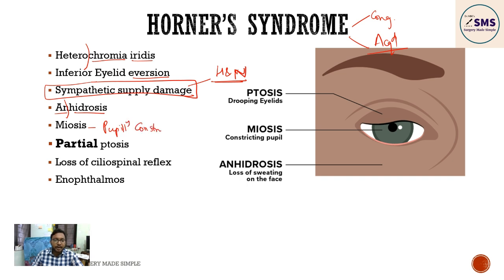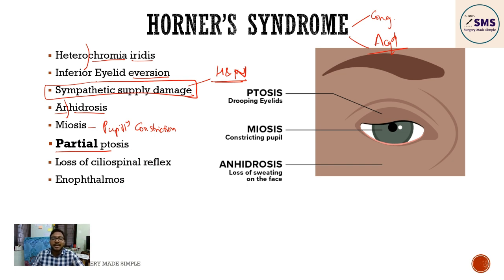Now miosis, it means nothing but pupillary constriction. So why is there pupillary constriction? Normally the sympathetic system is responsible for pupillary dilatation. Whenever there is Horner syndrome, there will be dominant action of the counter muscles. That is nothing but your pupillary constrictors. That is why there will be pupillary constriction happening. Right? Next is a very important point, partial ptosis. We will see why partial, why not complete. And next one is loss of ciliospinal reflex. The last one is relative anophthalmos.